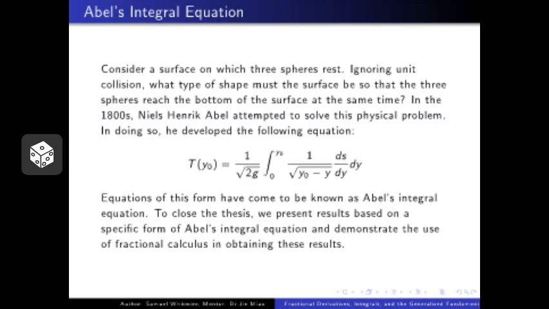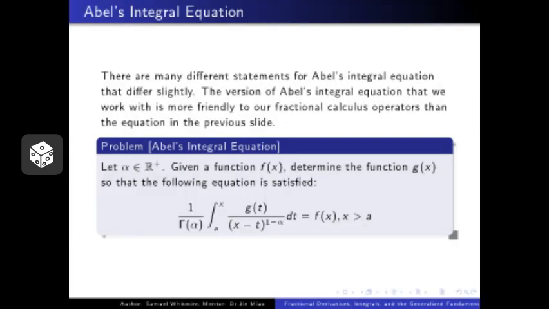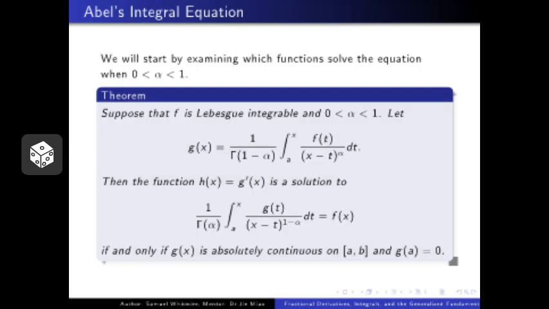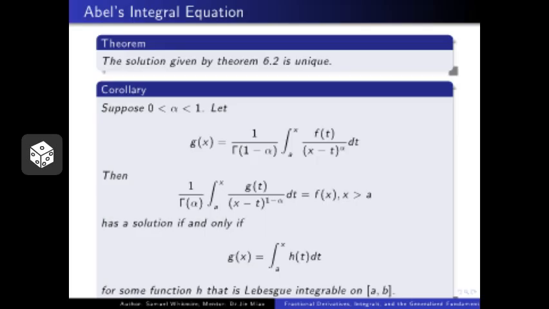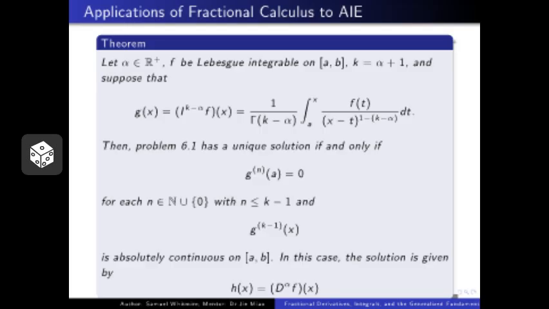Section 6 deals with Abel's integral equation, an equation developed by Niels Henrik Abel to solve a physical problem in the 1800s. This is our definition of it. And the solution for 0 less than alpha less than 1 is given by the derivative of this statement. We use standard calculus to prove this. For the general term, for any alpha in real numbers, we again have a solution that involves fractional calculus using the alpha-th derivative of f.